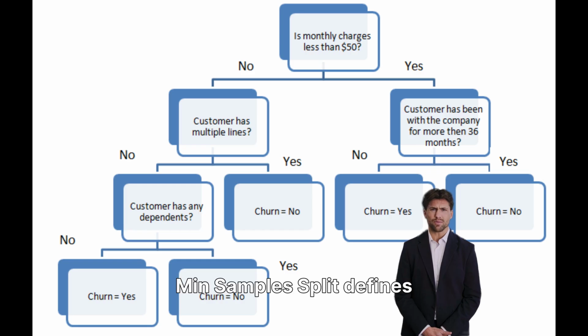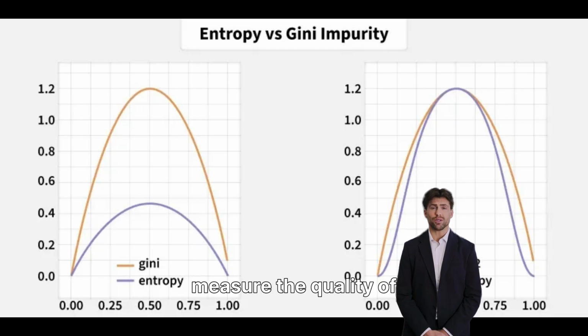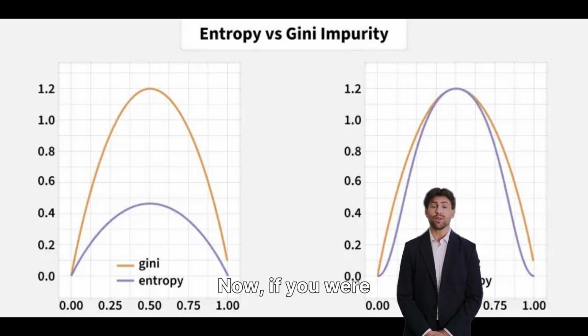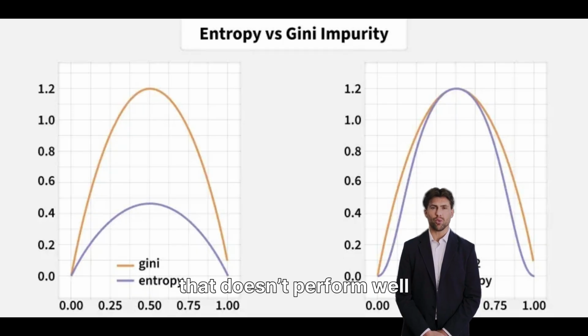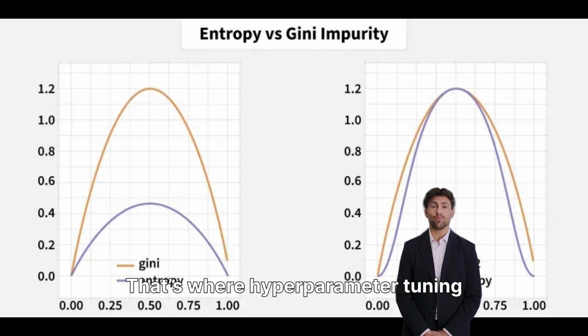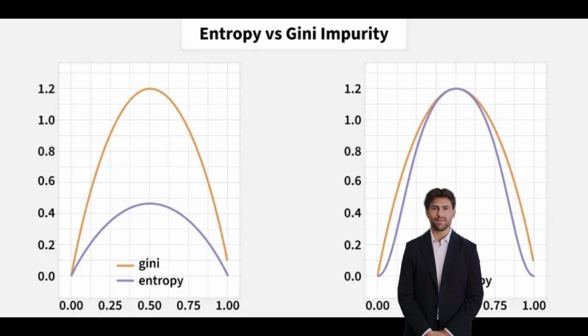Min sample split defines the minimum number of samples required to split a node. If you set this too low, your model may become overly complex. If you set this too high, it might miss important patterns. Criterion decides how to measure the quality of a split in the tree, typically using metrics like Gini impurity or entropy. Now, if you were to randomly choose these values, you might end up with a model that doesn't perform well at all. That's where hyperparameter tuning comes in.